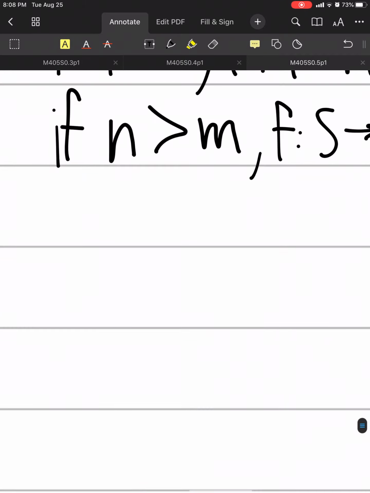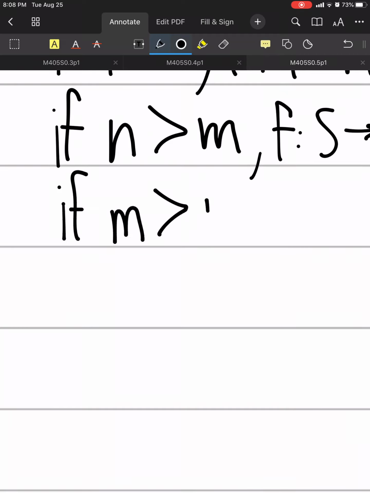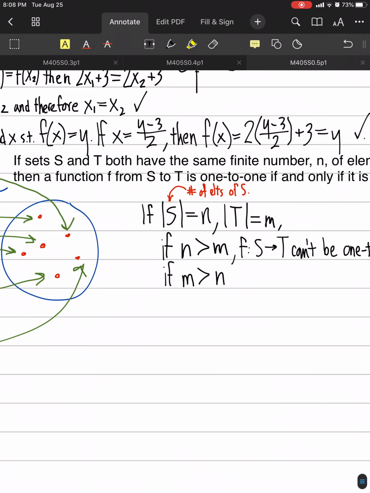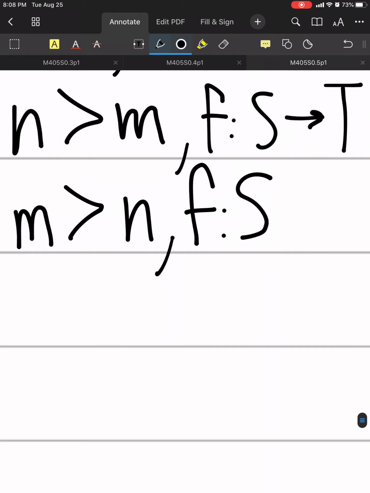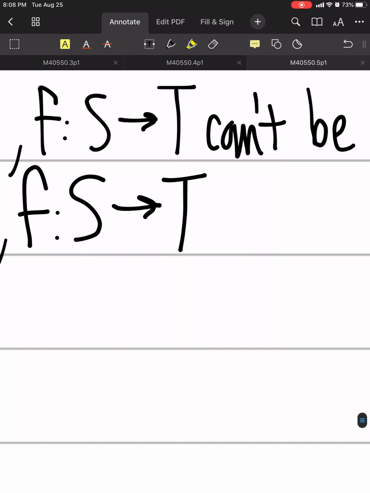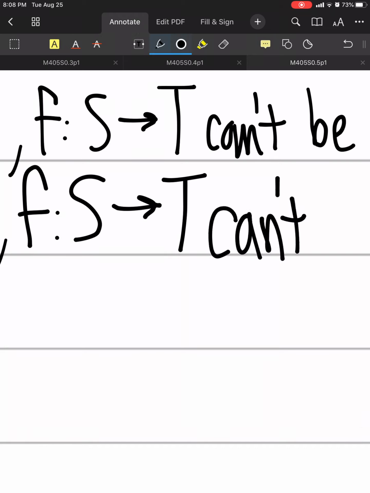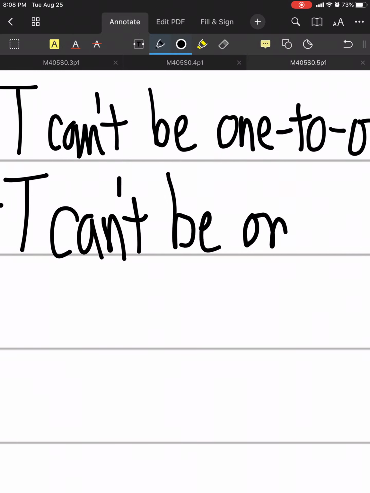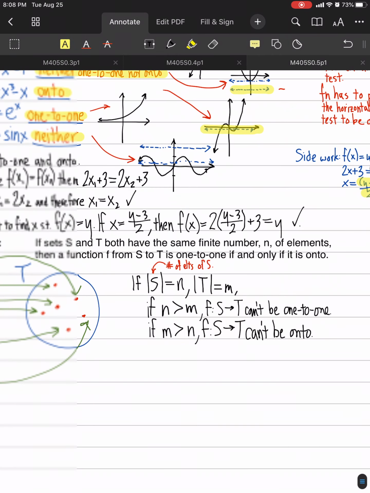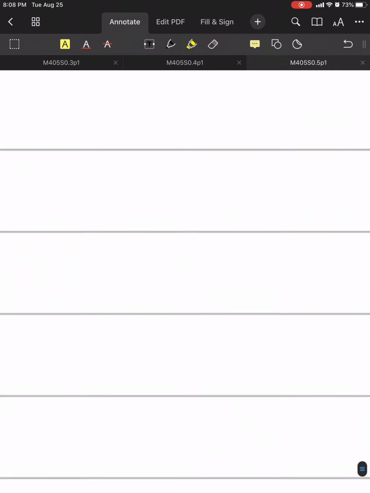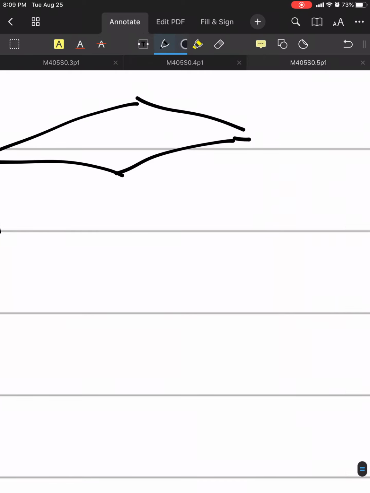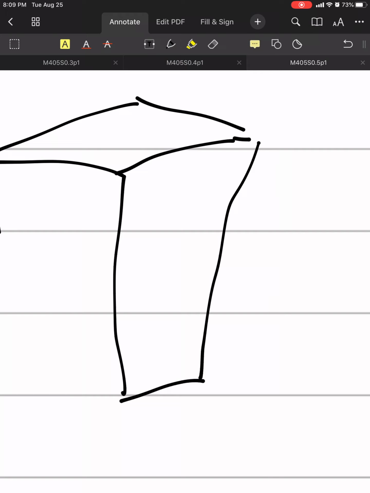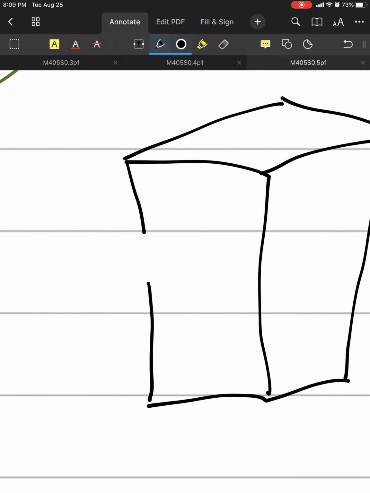And likewise, if m is greater than n, wait, let me see, am I doing this right? Which one did I make? Yeah. If m is greater than n, we don't have enough elements to map in the first place, so this function can't be onto. These are both equivalent to the original pigeonhole principle. In other words, you could use the pigeonhole principle to prove either one of these, and you can use either one of these to prove the pigeonhole principle. But this is, again, something that the book doesn't mention, but it is a thing that is fairly commonly used in math.